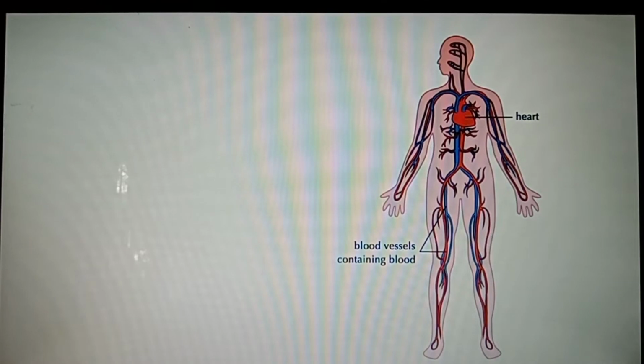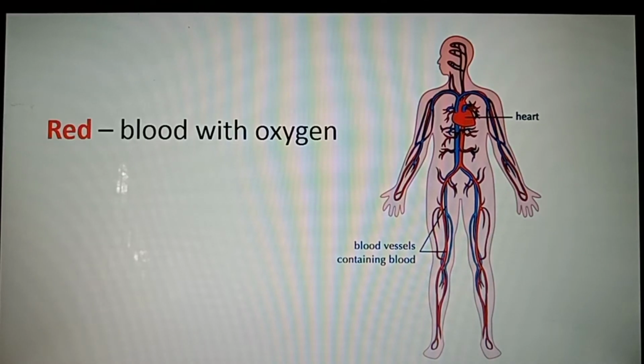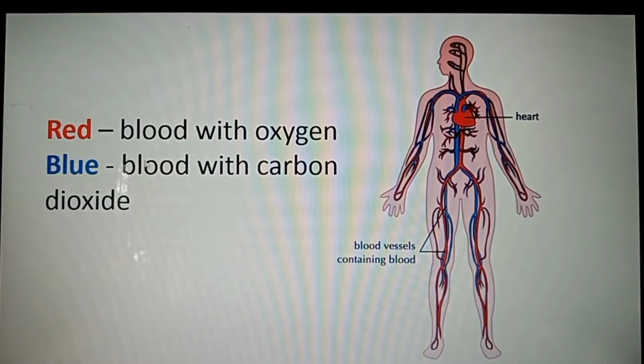Now remember, children, if it is red, especially in the blood vessels, it means the blood passing through or carried by these blood vessels contain oxygen. But if it is blue, it means the blood carried by these blood vessels is blood with carbon dioxide.